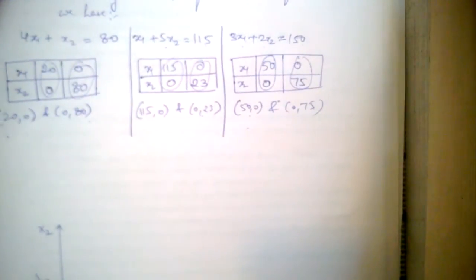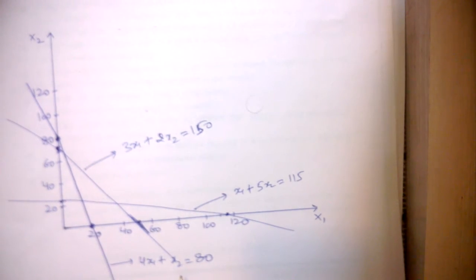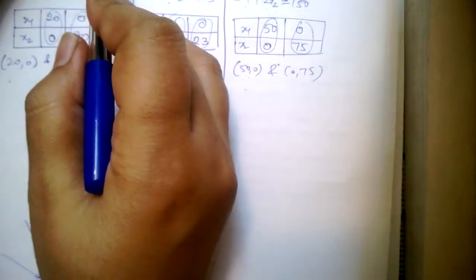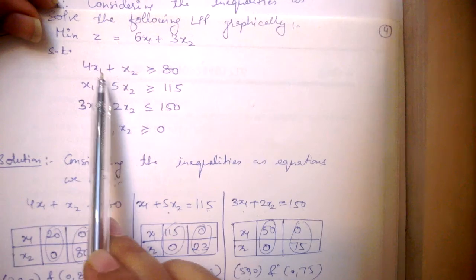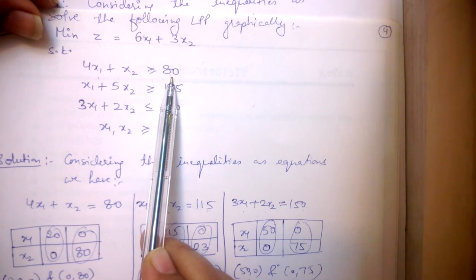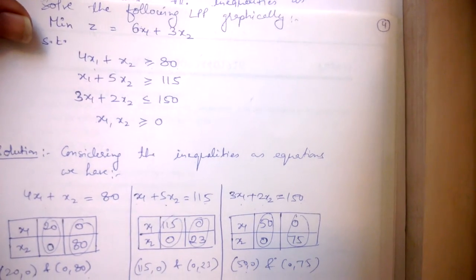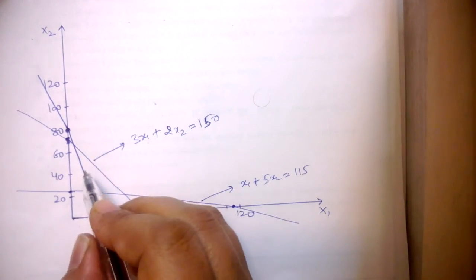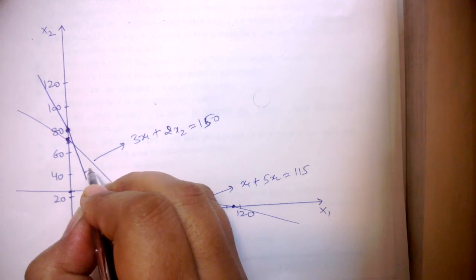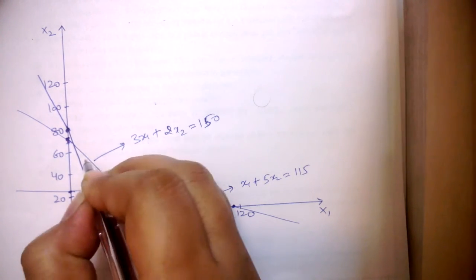Now we have to shade the area corresponding to this. See, this 4x1 plus x2 equal to 80 is the equation. But what is the corresponding inequality? The inequality is 4x1 plus x2 greater than equal to 80. Whenever the inequality is greater than equal to type, the area that we shade is above the line. So for the first line, the shaded area will be above this line. So I'll just point the arrows outwards.